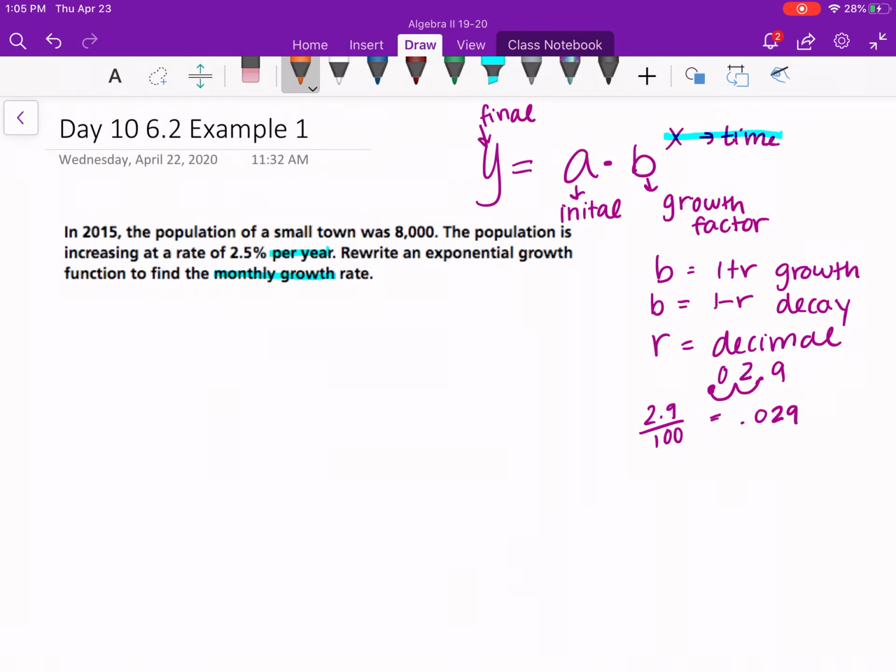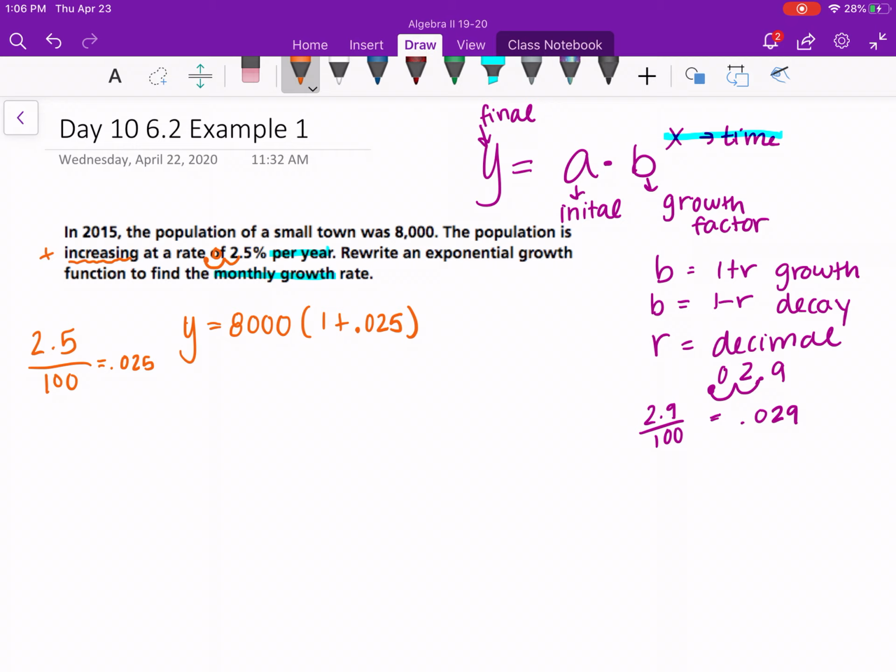So let's write our equation as we normally would, though, using our initial value and our growth factor. So the initial population was 8,000. So that's my A. The population is increasing, so that means we are going to add at 2.5% per year. So you can do 2.5% divided by 100. Remember, you're never going to type that percent into the calculator because your calculator doesn't have a percent sign and it doesn't need one. And you're going to get 0.025. You could also move that decimal 2 to the left, and I get 0.025.